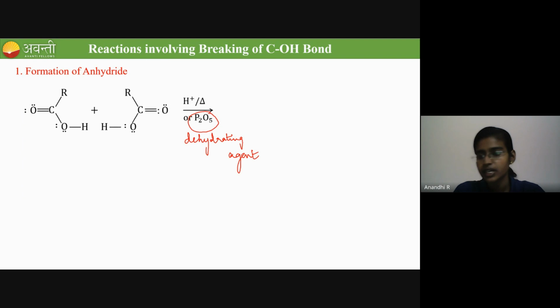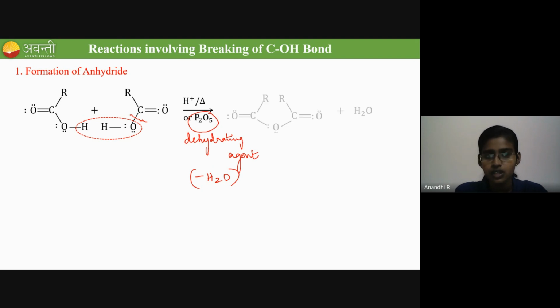What is meant by dehydration? It is the removal of H2O, right? So from these 2 moles of carboxylic acid, an H2O molecule is going to get removed. From 1 mole, the C-O bond gets cleaved. So this is the reaction, and with the elimination of H2O, anhydride is formed. You just connect this oxygen to this carbon, and you will get RCO-O-COR, which is called acid anhydride, with the elimination of water.